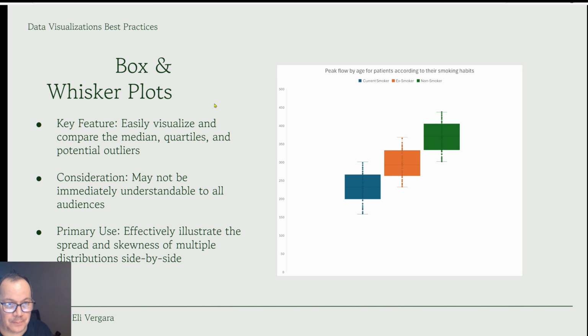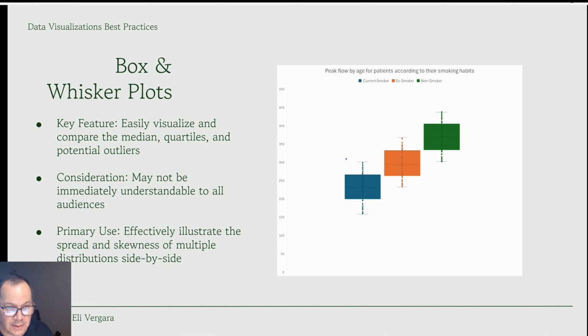Box and whisker plots. Now these are great graphs. If you have data and you want to understand the different quartiles of that data in each category, and say you also want to understand how the average of your data sits against the entire data set or against particular quartiles, the box plot is a wonderful graph for that. Now, the main feature that it has is that very easily you can compare the median and the quartiles and potential outliers. So let me illustrate that for you.